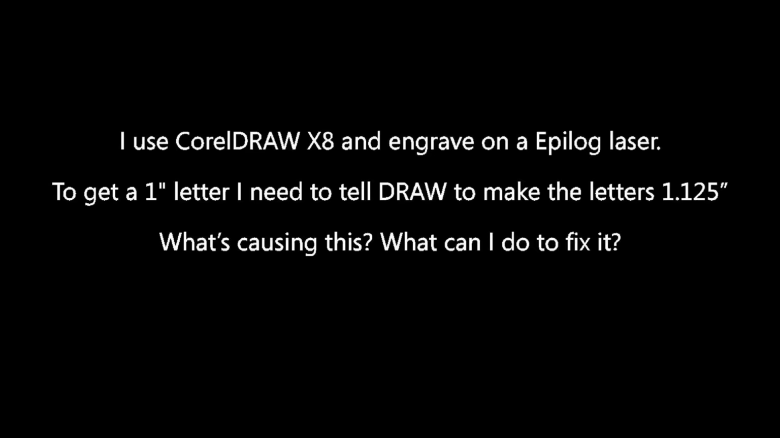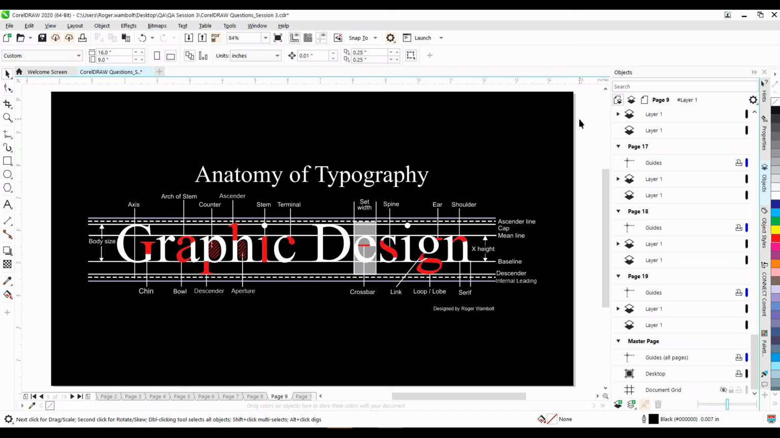I use CorelDRAW X8 and engrave on the Epilog laser. To get a 1-inch letter, I need to tell CorelDRAW to make the letters 1.125 inches. What's causing this, and how can I fix it? What a great question. When placing text on the page and resizing it, you need to remember that the measurement is not that of the font, but rather the line height, which also includes the area called internal leading. This space not only allows for ascenders and descenders, but also for accents such as grave, acute, umlaut, just to name a few.